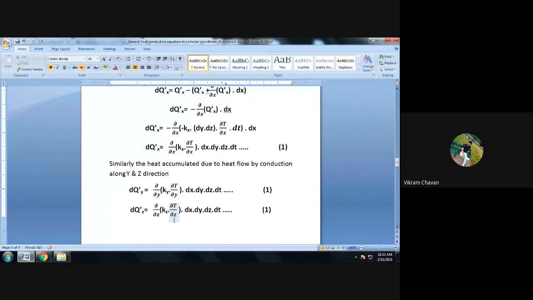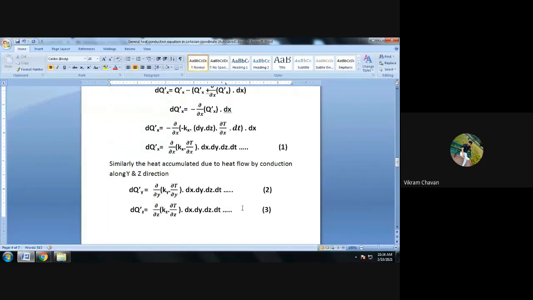And in a similar fashion for the z axis also, dq dash suffix z will be equal to partial differentiation with respect to z of k suffix z multiplied by ∂t with respect to ∂z, bracket complete, multiplied by dx dy dz dt. So that will be your equation number 2, and this will be equation number 3.